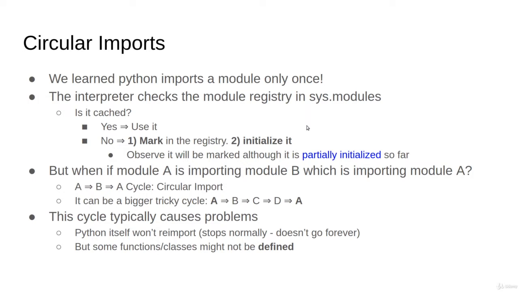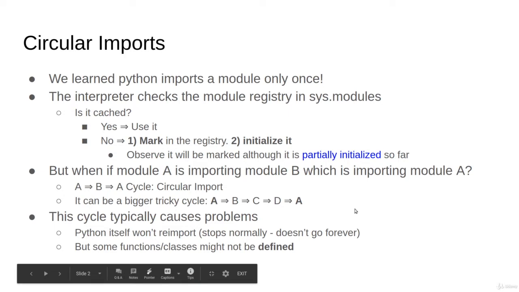Now the question is, what if module A is importing module B, but at the same time, module B would like to import module A? So this is like a cycle. A would like to import B, and B would like to import A. This cycle can even be bigger, like A, B, C, D, A. Now this cycle will typically make some problem.